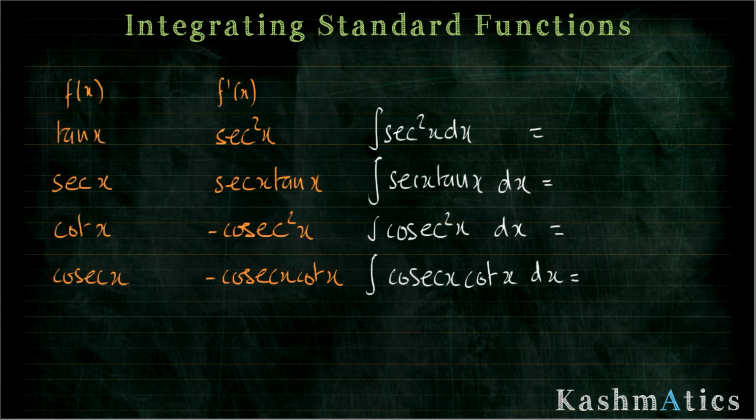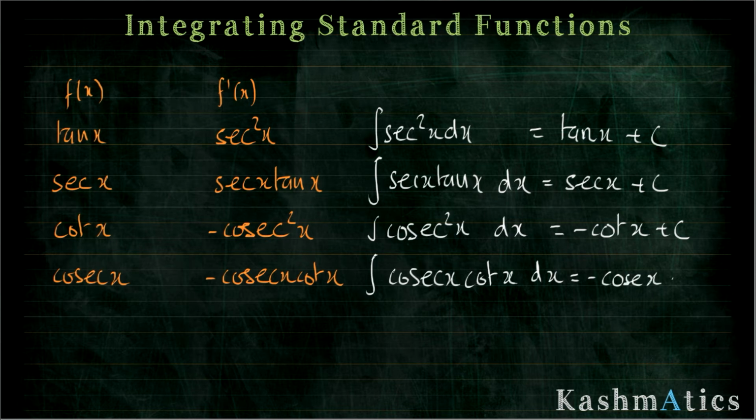So if I wanted to integrate sec squared x, that would give me tan x. If I want to integrate sec x tan x, I get sec x. If I want to integrate cosec squared x, now look at the change of sign here, that would be minus cot x. Sorry, if I want to integrate cosec x cot x, again look at this change in sign, that would be minus cosec x plus c. Alright, so those are your standard integrals.